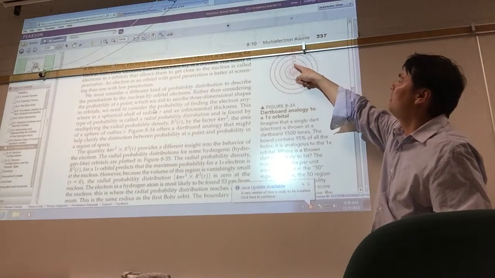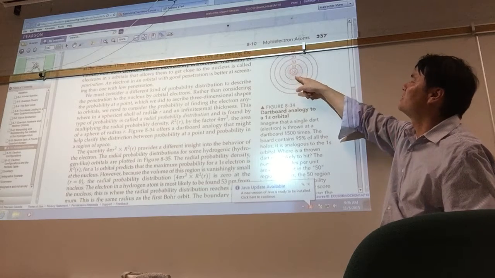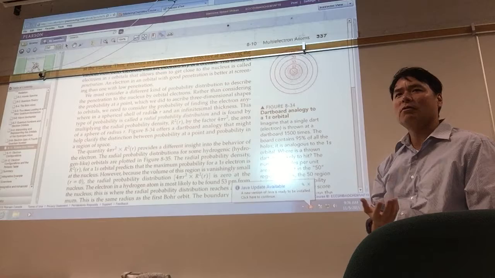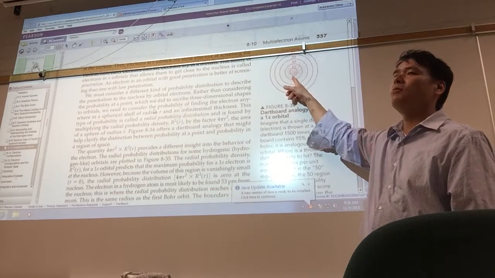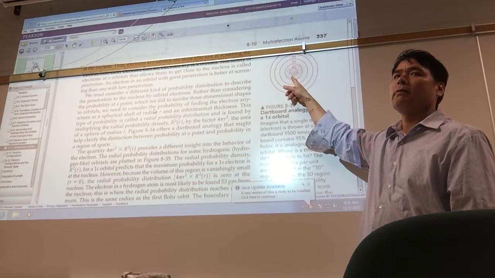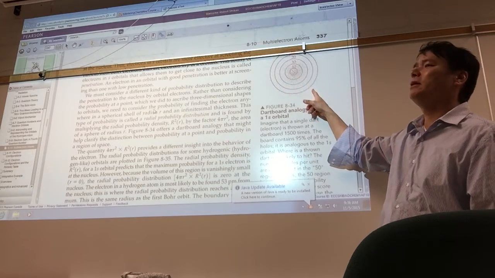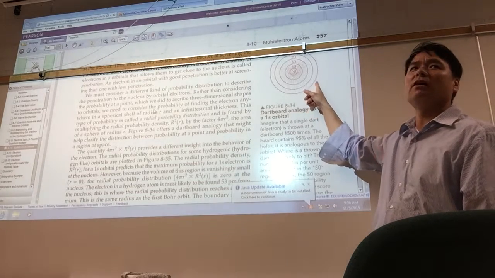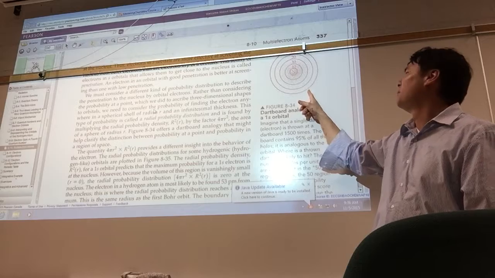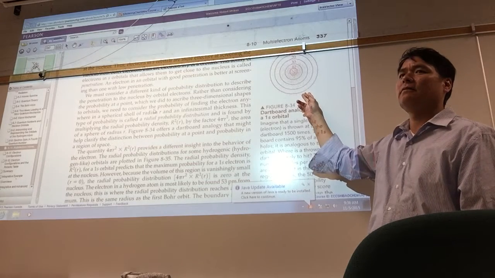But take a look at the volume difference. If you look at the volume difference between the first ring and the second ring, the second ring has a lot more volume. If the second ring has a lot more volume, it's going to capture a lot more dots. As we go out, the rings get bigger in terms of volume, but the dots become less dense.